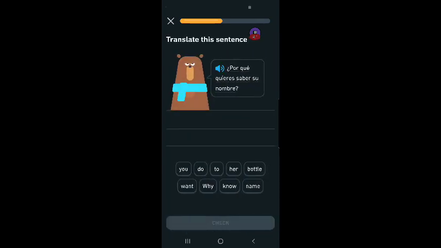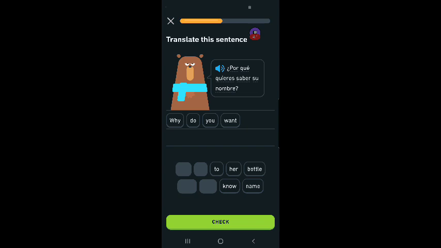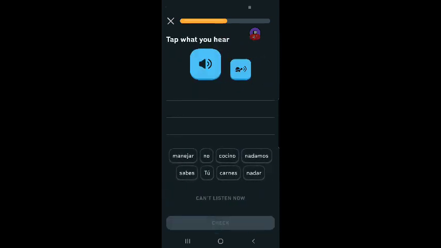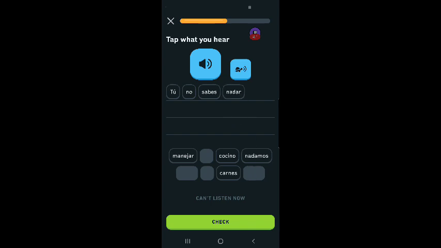¿Por qué quieres saber su nombre? Why do you want to know her name? That's a good question. Tú no sabes nadar. You don't know how to swim.